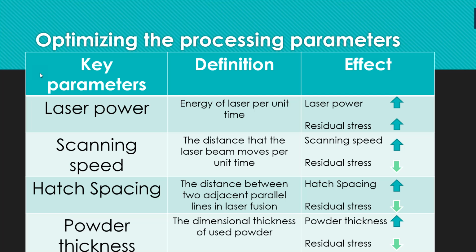Scanning speed refers to the distance that the laser beam moves per unit time. Contrary to the effect of laser power, the results show that the residual stress in SLM components can be reduced by increasing the scanning speed. Hatch spacing means the distance between two adjacent parallel lines in laser fusion. With the increase of distance, the temperature gradient decreases, so the residual stress drops. Also, as powder thickness increases, the residual stress could be decreased by reducing the cooling rate. It can be seen that the scanning parameters can directly affect the final residual stress of the whole process.